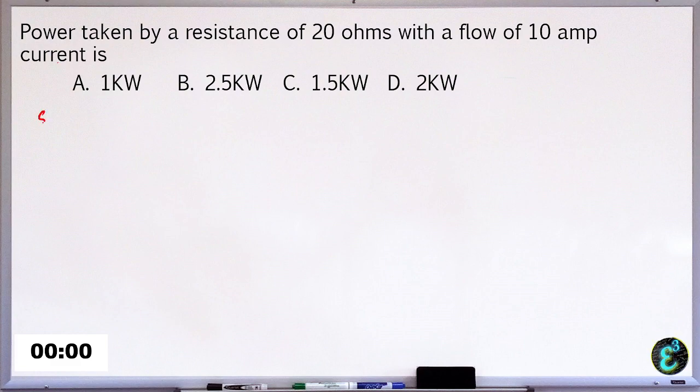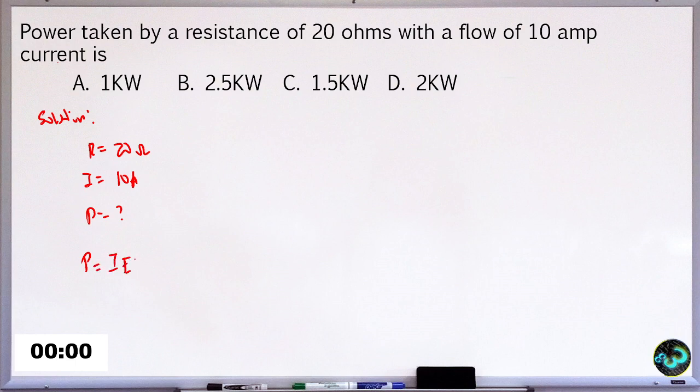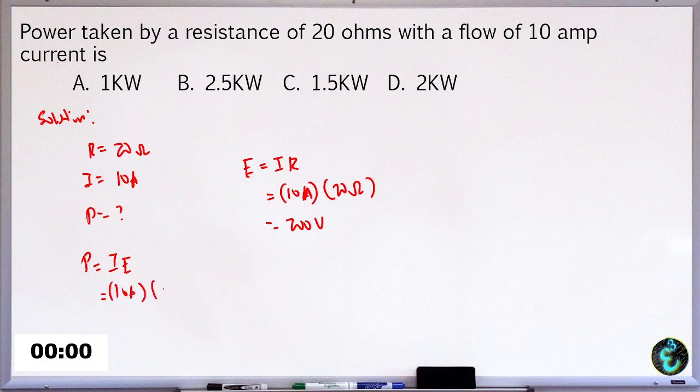Okay, our solution. We are looking for power. The given are the resistance, which is 20 ohms, and the current, which is 10 amperes. The formula is E as pi, but we have no voltage; we have current and resistance. So we can solve the voltage, which is equal to current times resistance: 10 amperes times 20 ohms is equal to 200 volts. With a current of 10 amperes and voltage of 200 volts, we will have 2,000 watts.